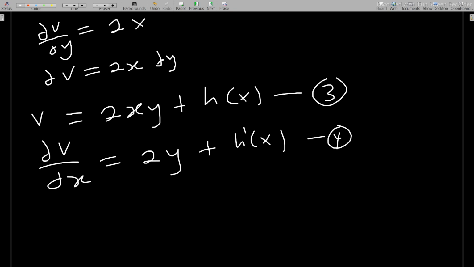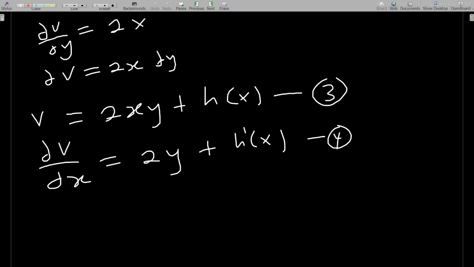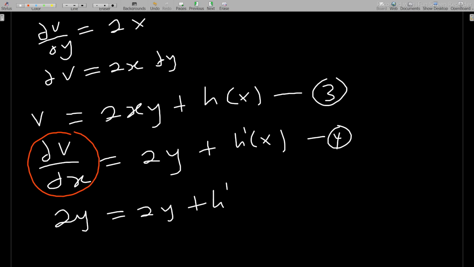But we know from equation 2, you can go to the previous page and check. Let me use a different color for you. From this equation, you can see that ∂v/∂x is actually equal to 2y. So wherever you see ∂v/∂x, you put 2y there. So you get 2y equals 2y plus h prime of x, and this will result in taking 2y to the other side and keeping h prime of x. 2y minus 2y, you get 0 equals h prime of x.